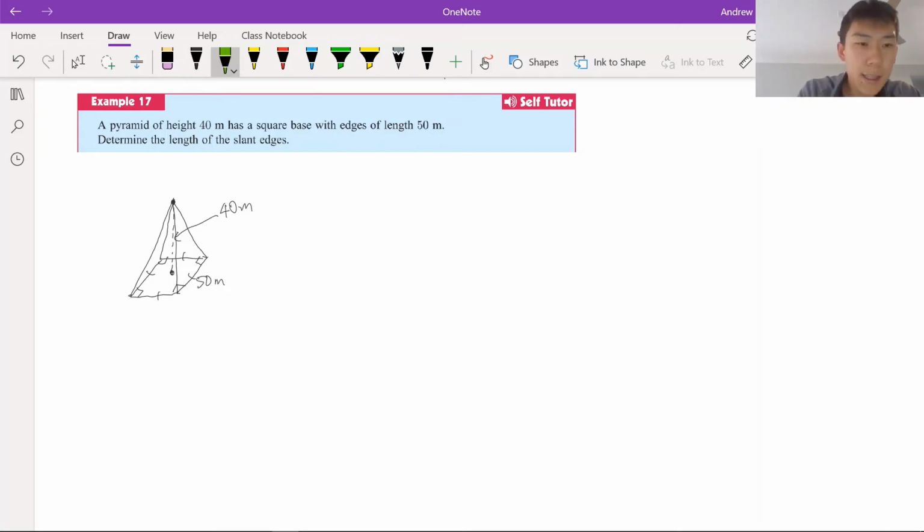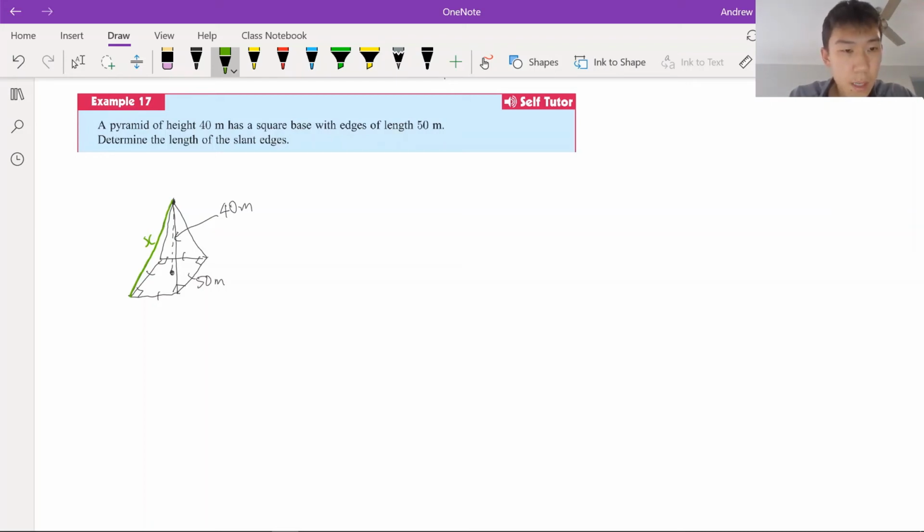Now, the fact that this is a square base means the slant edges are all going to be the same length. So let's just pick one and color it green. That's the slant edge. Let's just call it X. Okay, so how can we find X?